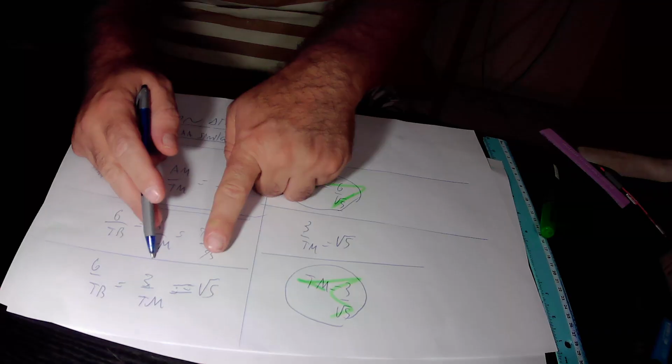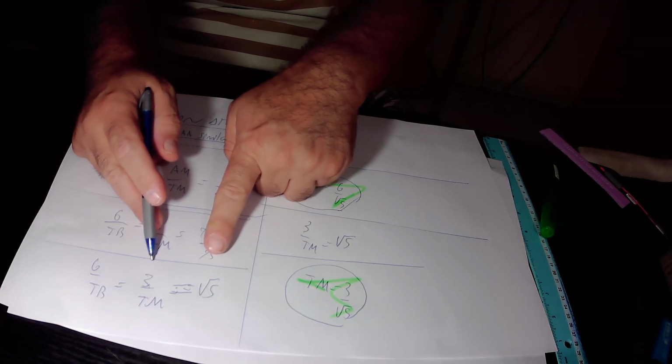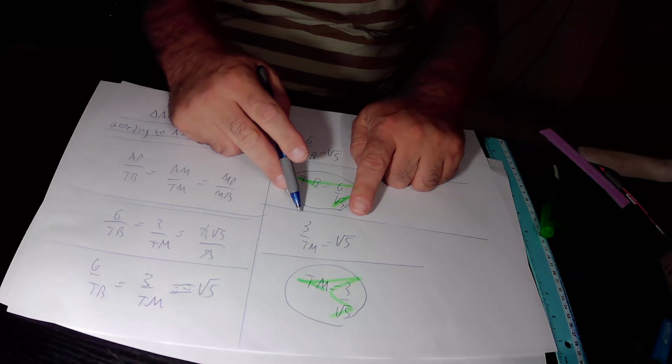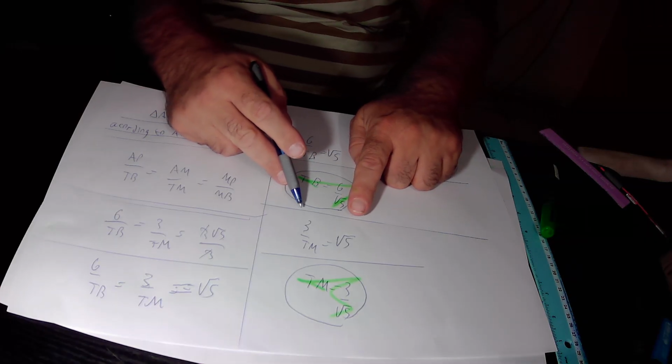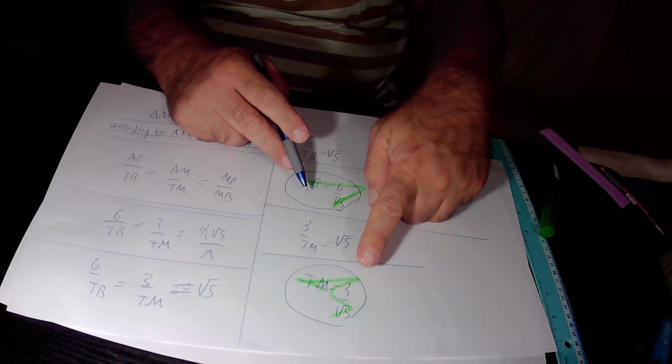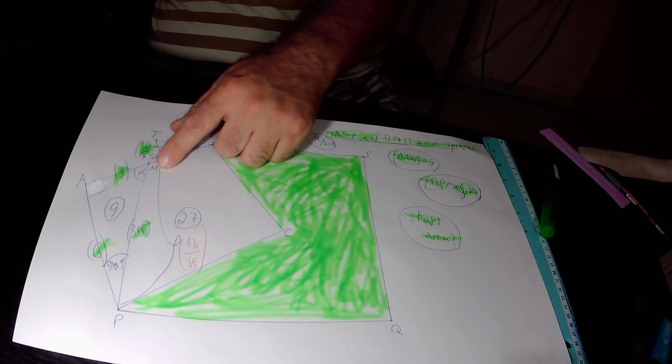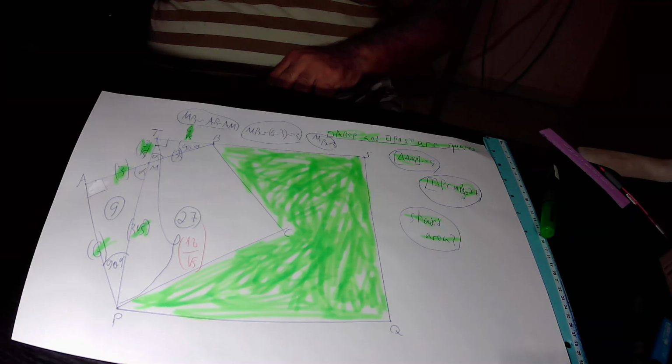Those two sides are also equal to each other, so we get the second equation from them. According to the second equation, 3 over TM equals the square root of 5. Here we multiplied this equation by TM and then divided by square root of 5. And we found that TM equals 3 over square root of 5 units in its length. This is side TM.